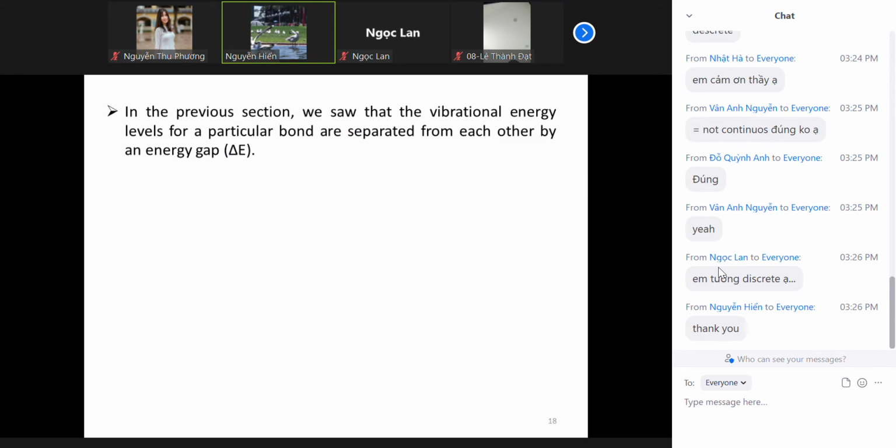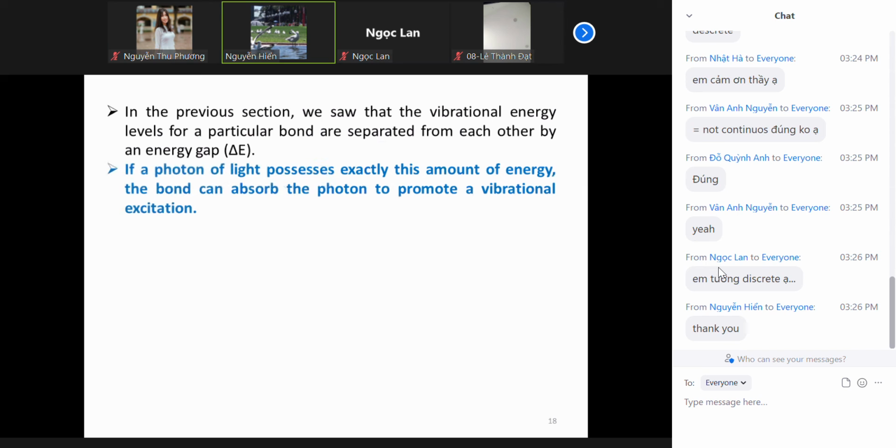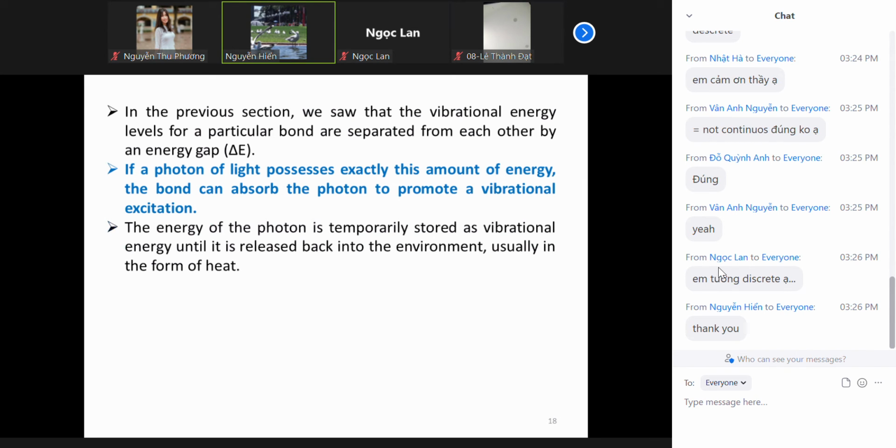Okay, in the previous section we saw that the vibrational energy levels for a particular bond are separated from each other by an energy gap. And if a photon of light has exactly this amount of energy, the bond can absorb the photon to be promoted to a higher vibrational level. So it is important that the energy of the photon should be exactly the same as this delta E. It cannot be larger or smaller. The energy of the photon is stored as vibrational energy. It is released back into the environment, usually in the form of heat.